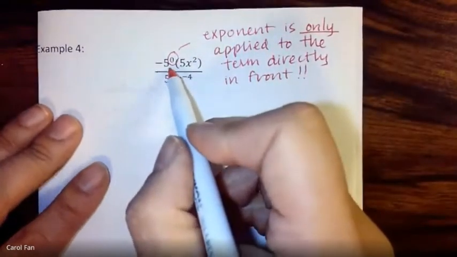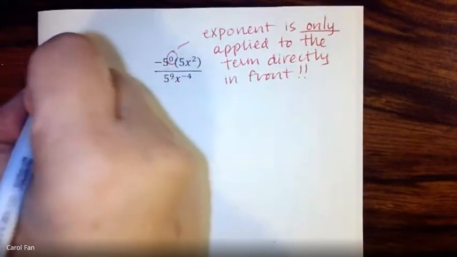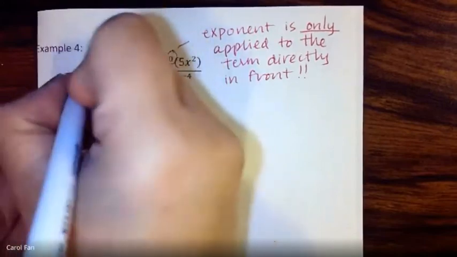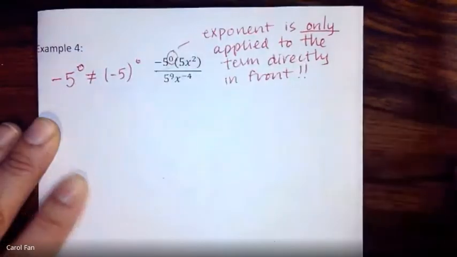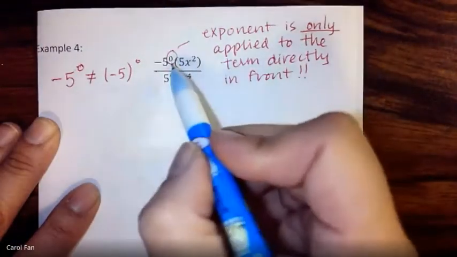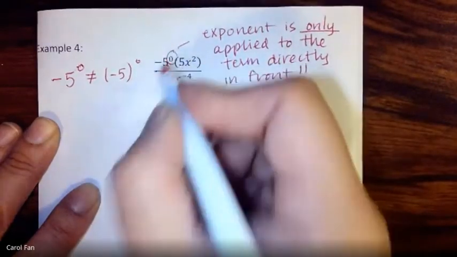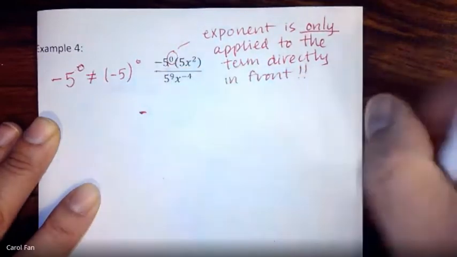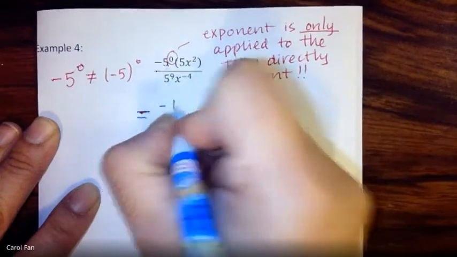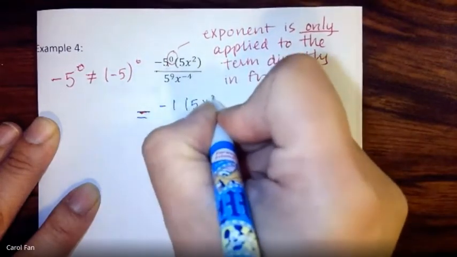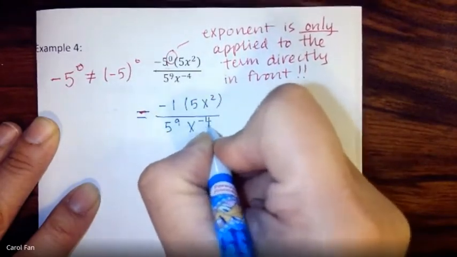So in this case, the number that is directly in front is a 5, not -5, because we remember that -5 to the power of 0 does not equal (-5) to the power 0. So what really this is saying is I still have a negative in front, and the 5 to the power 0 becomes 1. So let's rewrite -1 times 5x squared divided by 5 to the power of 9, x to the 4.